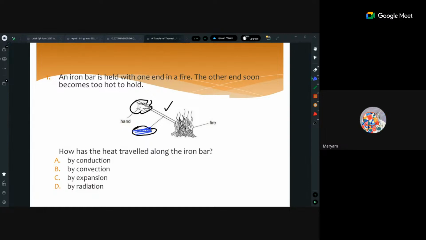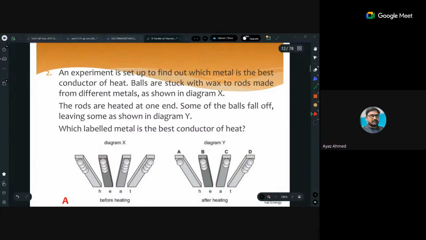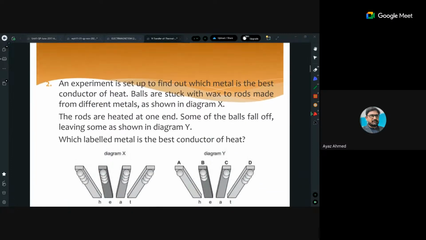Clear? Yeah. Okay. So how has the heat traveled along the iron bar? By conduction, convection, expansion, radiation. Yes. What will be the right option? By conduction. Yes. Solids. Exactly. In solid, it is by conduction. So here, its option is revealed to you, but it's quite easy to hunt the option.